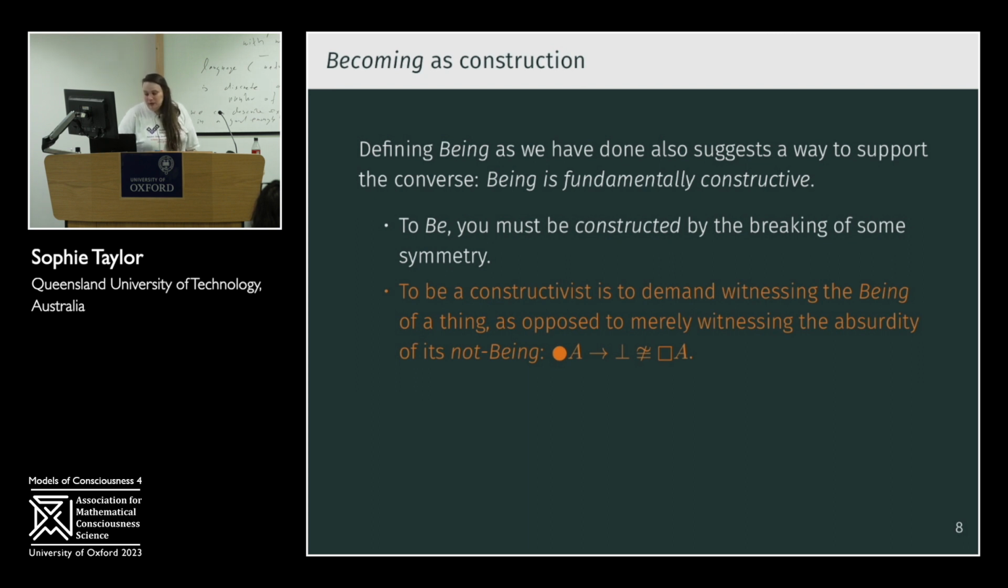This is different from witnessing absurdity of not being, as you receive a certificate of apartness in finite time, whereas absurdity of not being, that is, absurdity of indistinguishability from being, doesn't actually give a certificate of apartness, as it doesn't construct the broken symmetry.